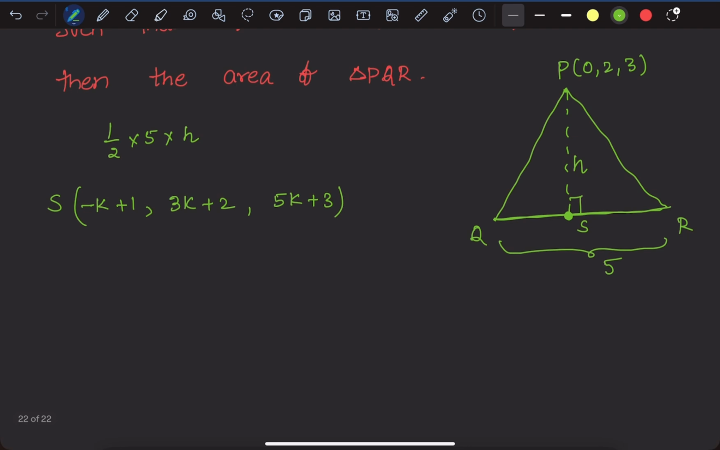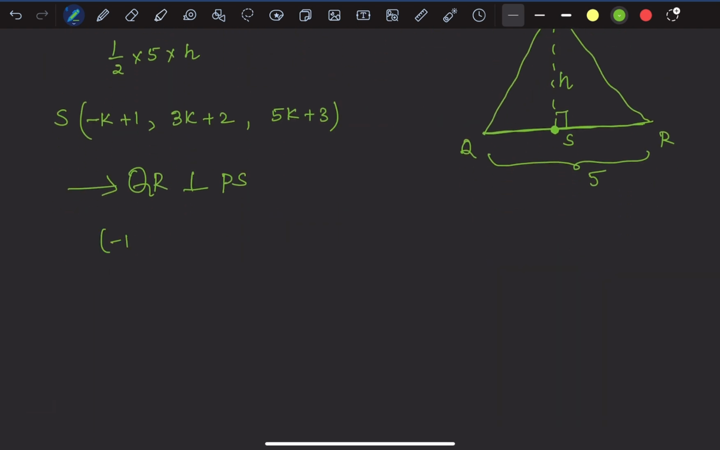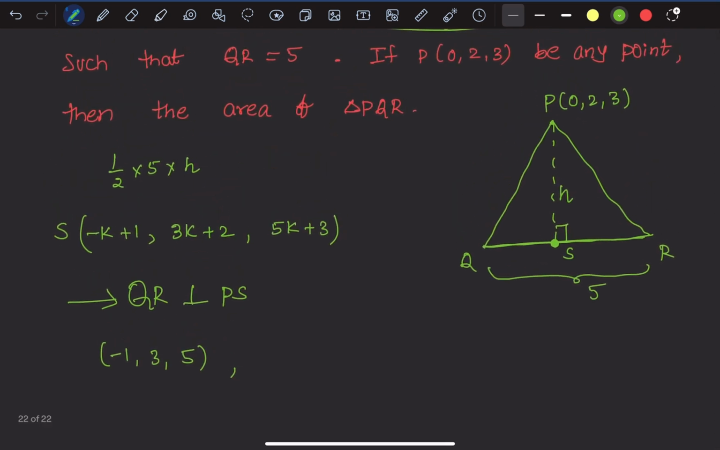Now QR is perpendicular to PS. So what are the DRs of QR? DRs of QR will be the DRs of this line, the directional ratios. So DRs of QR are -1, 3, 5. So we have to find the DRs of PS. What are the DRs of PS? That will be the difference of the coordinates of P and coordinates of S. So -k plus 1 minus 0, 3k plus 2 minus 2, 5k plus 3 minus 3.